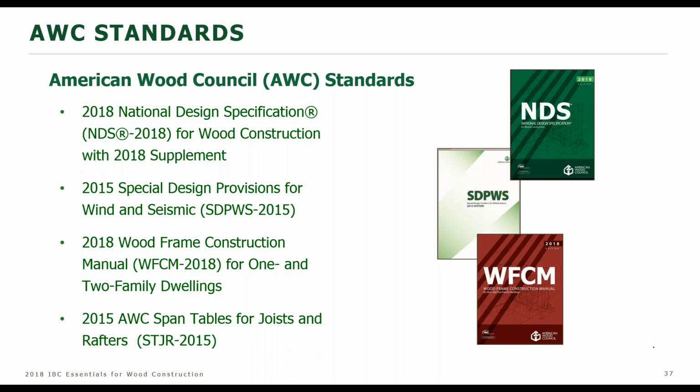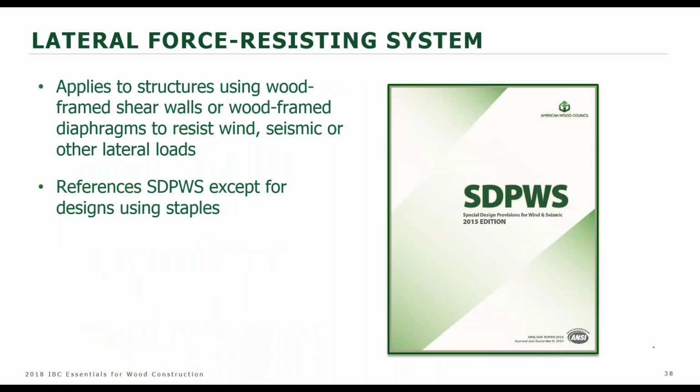Most of you engineers are familiar with these, maybe not so much the Wood Frame Construction Manual. The Special Design Provisions for Wind and Seismic has been developed to specifically address those elements of the building that resist wind, seismic, and other lateral loads. For instance, you had shear wall capacity tables in the IBC in the past. They are now in the Special Design Provisions for Wind and Seismic.